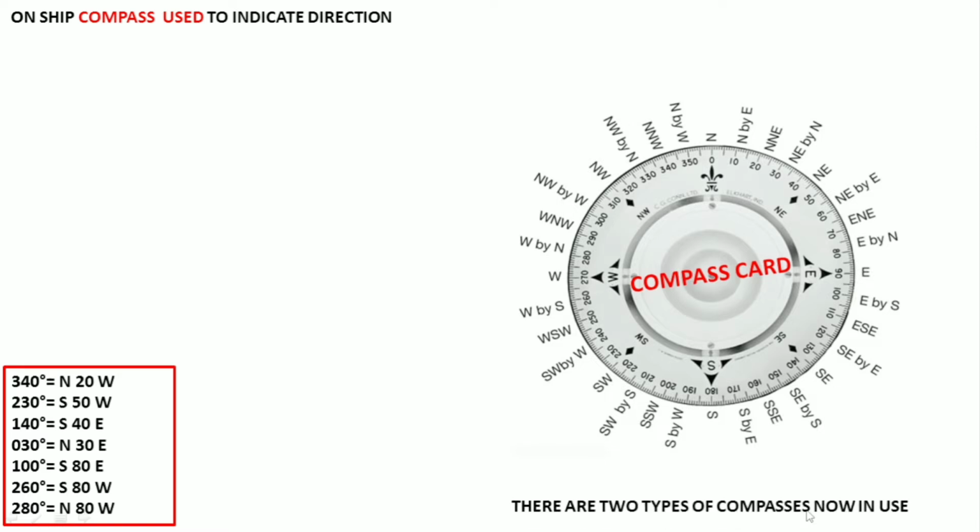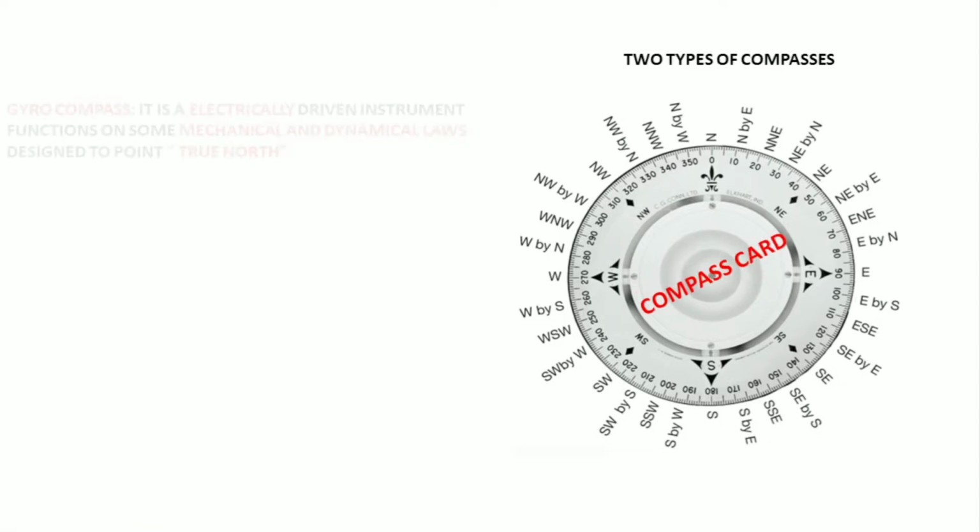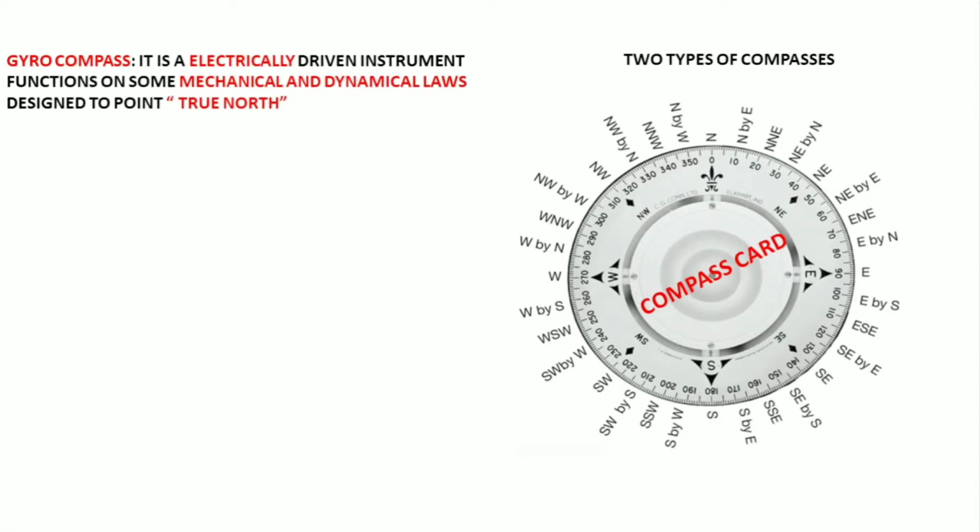There are two types of compass in use nowadays. One is a gyro compass, which is an electrical instrument which depends upon some mechanical and dynamic laws, which I'm not inclined to talk about here. And it is designed to be pointing towards true north.